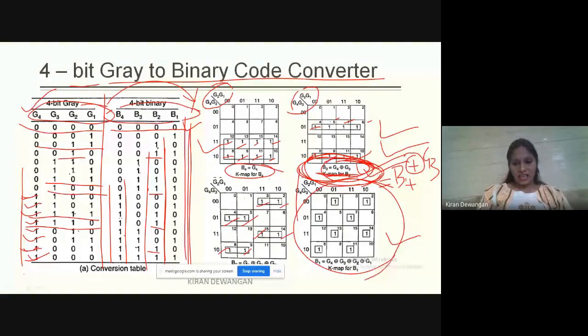As we can see, there is no possibility of quad formation and pair formation. All the terms will be written individually.